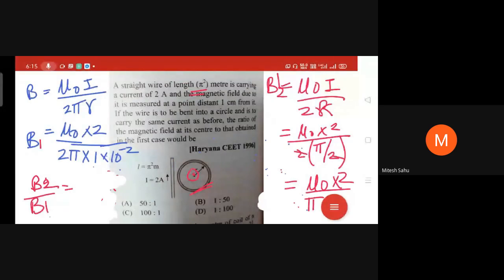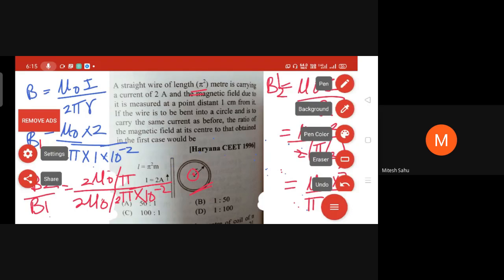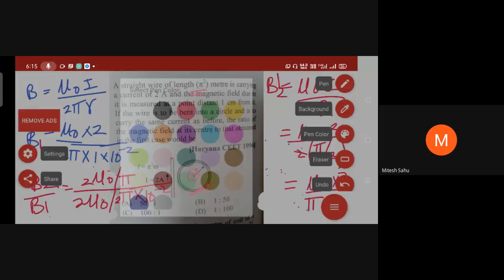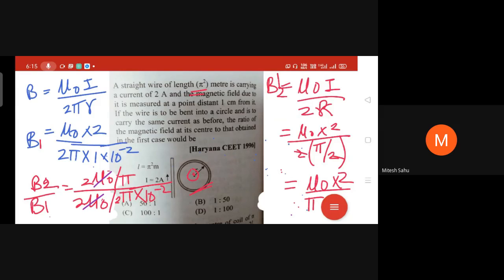Mu naught 2 mu naught upon pi. और B1 क्या है? 2 mu naught upon 2 pi. Okay. ये 10 raise to minus 2 में ऊपर लेती हूँ, तो ये क्या हो जाएंगे? 10 raise to plus 2. और let me write here only. ये 2 mu naught cancel होने वाले है. Okay. So क्या बच रहे है?